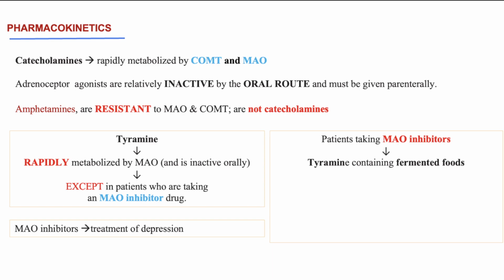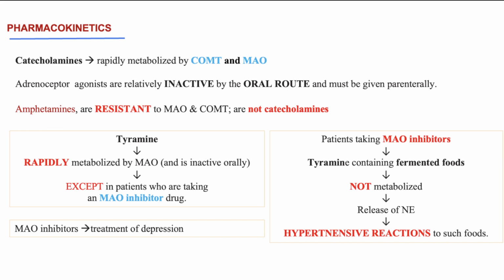the tyramine concentration will increase and it will not be metabolized, since MAO is not there, because MAO is already inhibited. So the tyramine concentration will rise, which will lead to an increase in the release of the norepinephrine, leading to a hypertensive crisis or hypertensive reaction. So you should be very careful. Such a hypertensive crisis can be treated with the help of phentolamine.